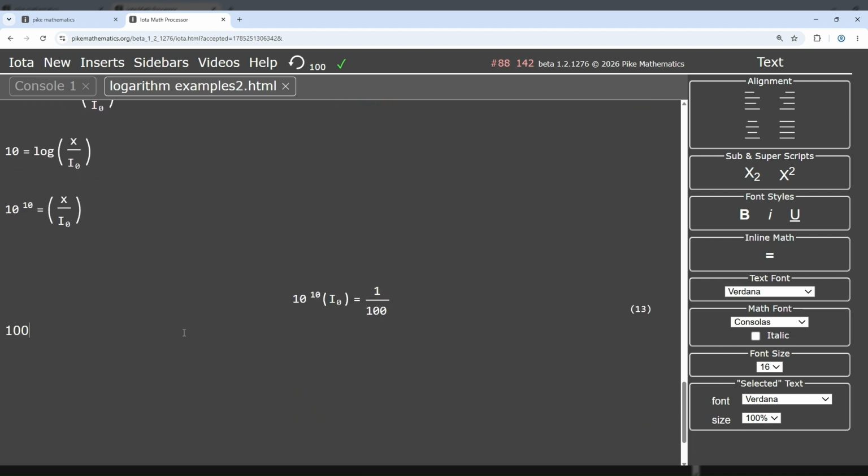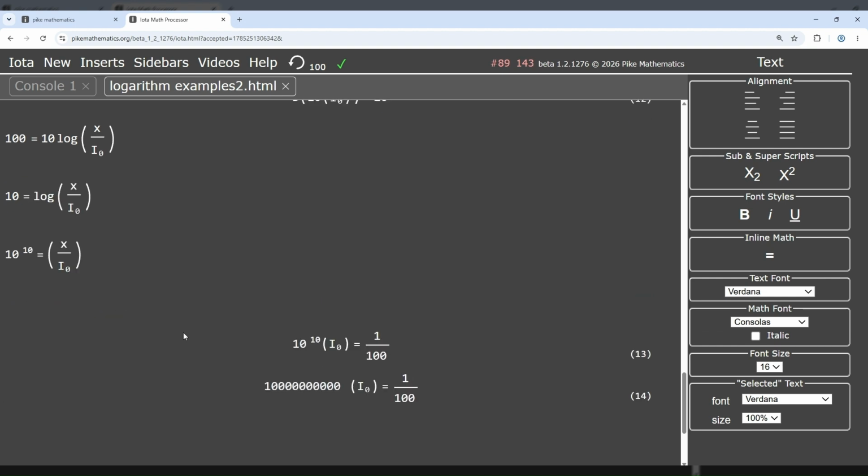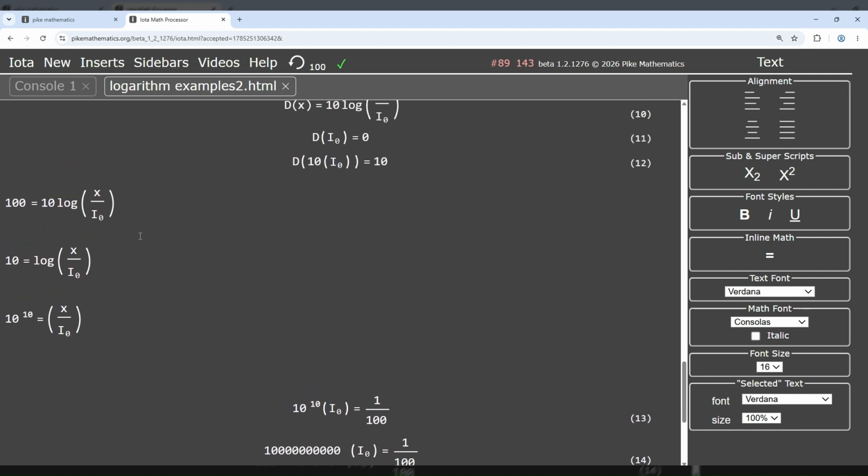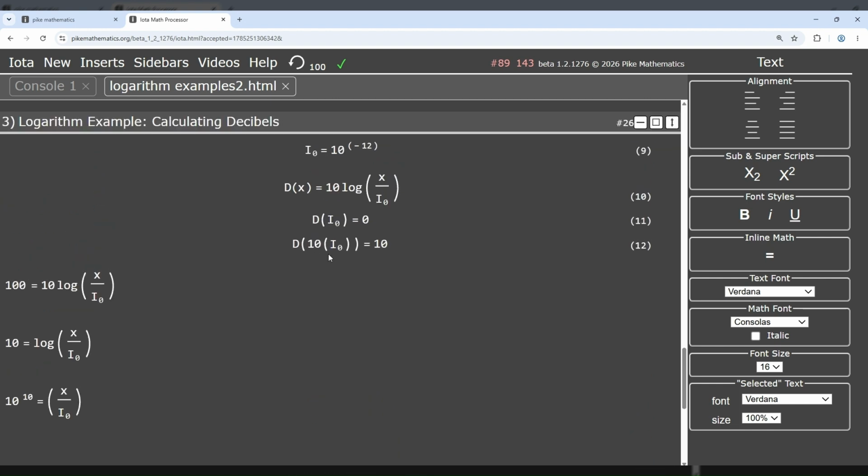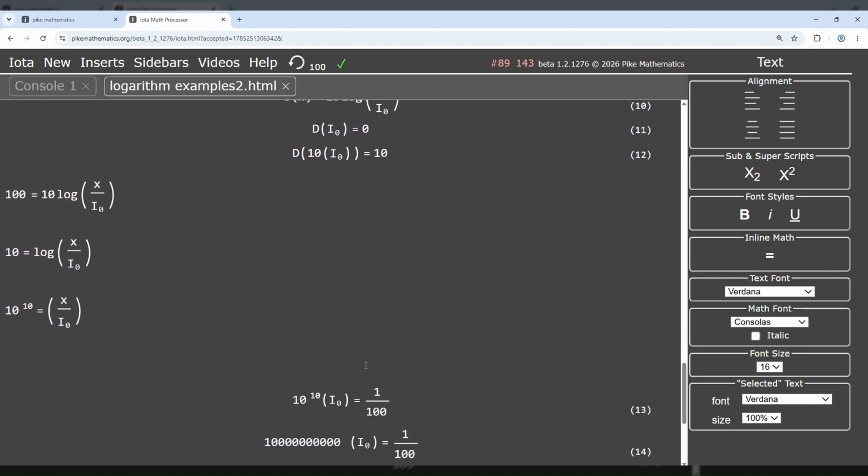If I take 10 times I naught, we'll get the same answer. So I think that's interesting, and it just shows the nature of logarithms. You'll recall that when we did this example here, where we went 10 times that lowest threshold, we went from 0 all the way to 10 decibels. But then we had to go 10 billion times more intense than this to get up to 100 decibels. And so I think that demonstrates the behavior of logarithms.